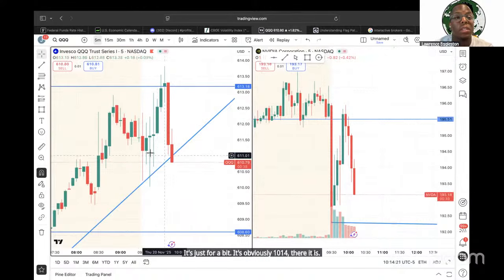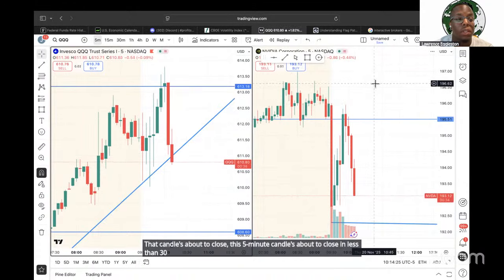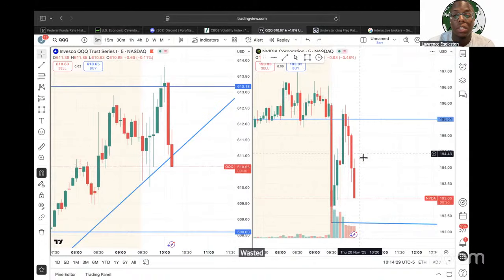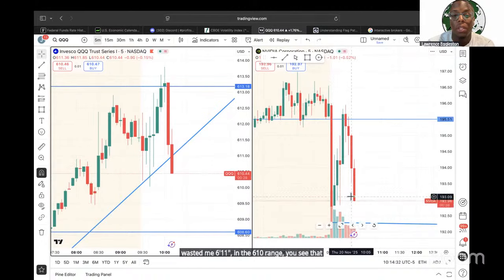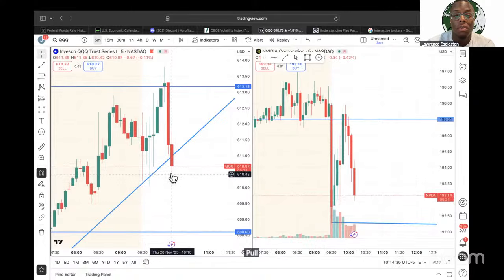That candle's about to close. This 5-minute candle's about to close in less than 30 seconds. Let's see if it closes below this 610, which should be 611 in the 610 range. You see that? The direct relationship. Notice that the QQQ is dropping, pulling down. It's trying to break.